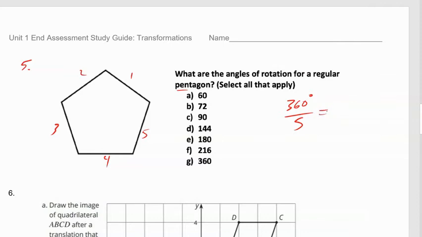So 360 divided by 5, what do you get? Right, you say 7 and then carry the 2, or I'm sorry, 1, remainder 1, 0, 2. So 72 degrees, that will work. What if you rotate another 72 degrees? What's 72 times 2? 144, right? What about another 72? 216? So every 72 degrees that you rotate, the pentagon will map onto its original self.